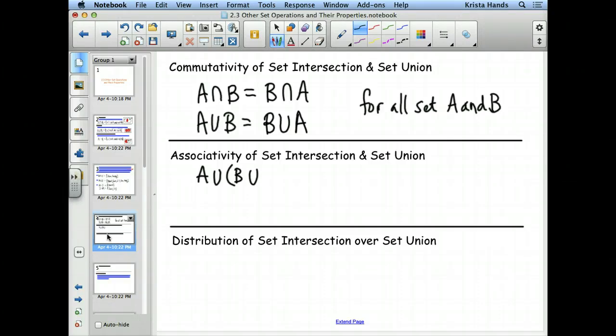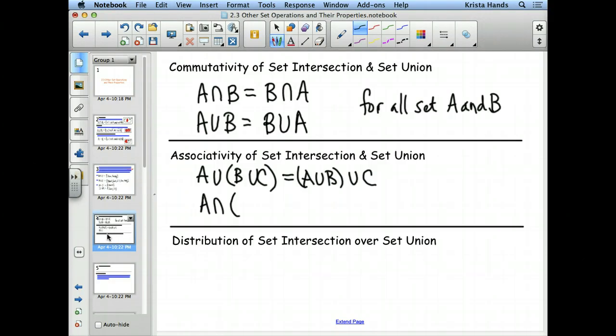So if I have the union of B union C, right, and then I union that with A, it would be the same as doing the union of A and B first, and then doing the union of that with C. It doesn't matter what order I do it in. Okay, if I associate any two of those together and then I associate the third one with it, it's the same association. And the same thing happens when I do intersections.